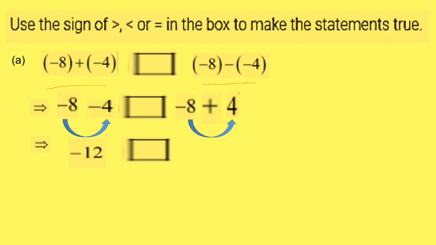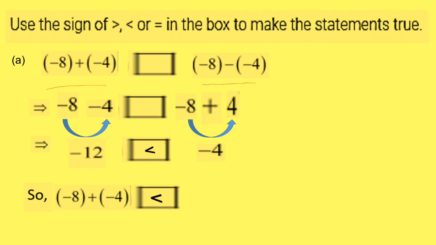Here different sign, so I am going to subtract 4 from 8 and put the symbol of the larger number, that is the symbol of 8. Symbol of 8 is minus, so my answer is minus 4. Now compare minus 12 and minus 4. Here minus 4 is greater than minus 12 because both are minus. I'll write like this. Finally, you have to fill the blank and write the answer like this. Okay, next question.